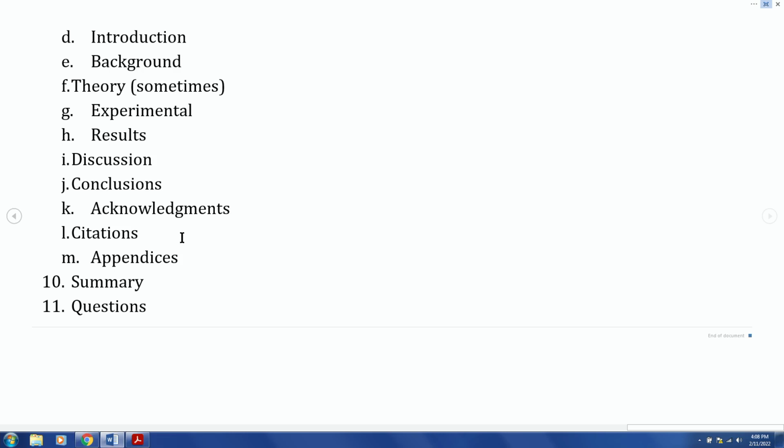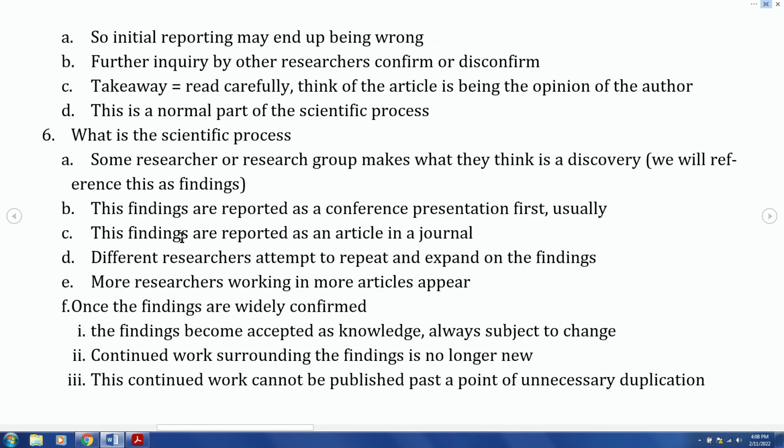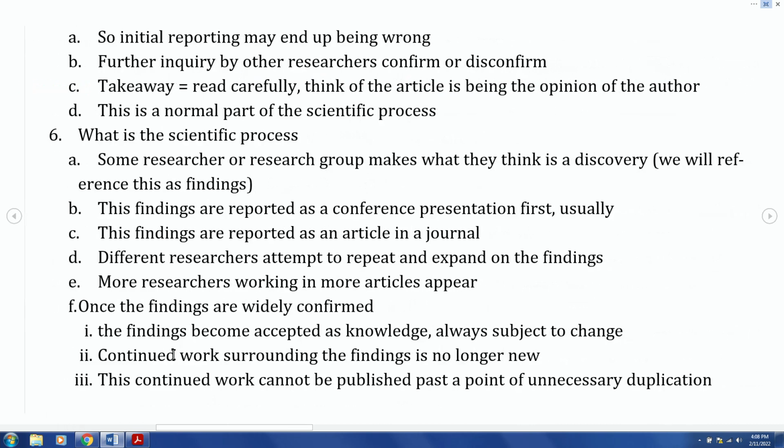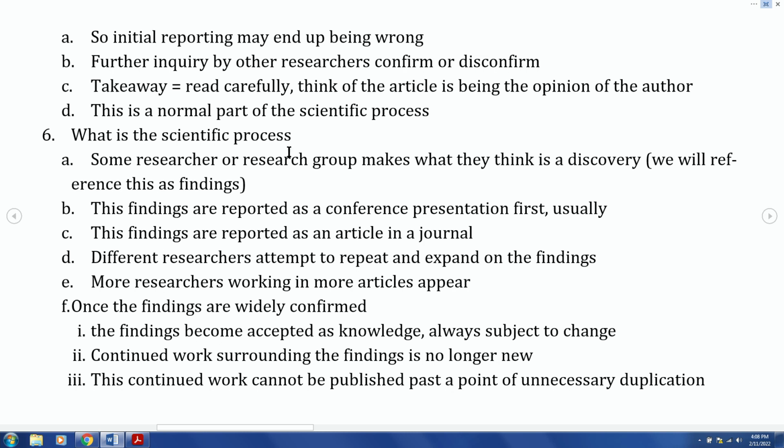So let me summarize what we have accomplished here today in this clip. This clip was about how to read a scientific paper, and it starts out with what it is. It's a paper appearing in a periodical put out by a journal. And you find them in libraries and online, and they're supposed to report new stuff. What is the scientific progress? Okay, read carefully. Be careful about this stuff. It takes a while before agreement comes and it becomes credible.